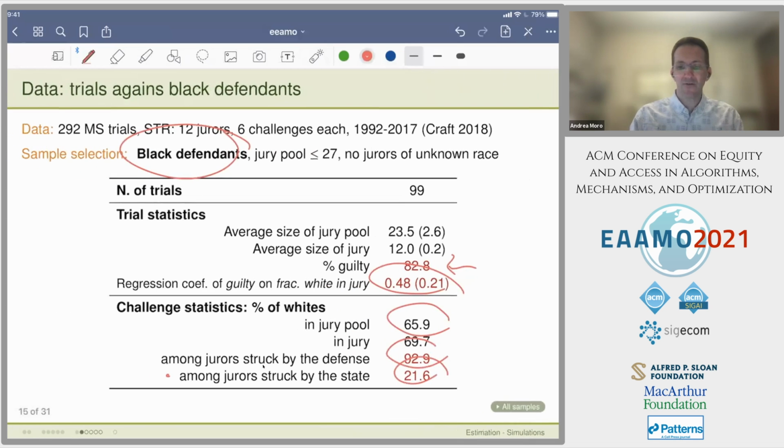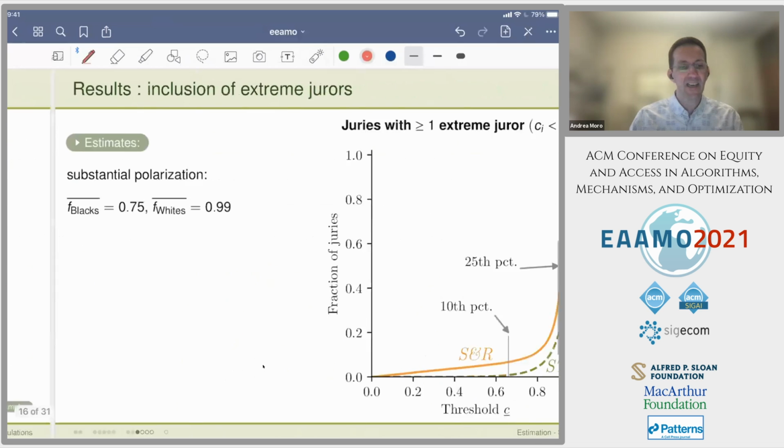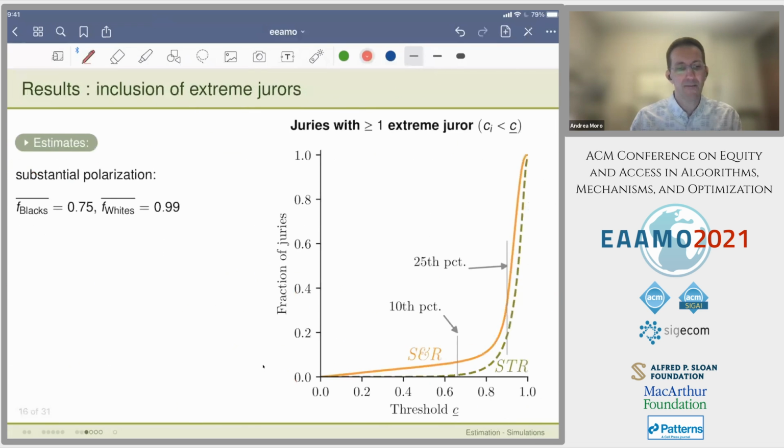So we use these moments now to match the beta distributions from theory, and I'm going to skip the parameter estimates, which are not very interesting. I'm just going to give you two statistics from the estimates. The average conviction probability of blacks is 75%. The average conviction probability of whites is 99%. We need these very high numbers. I have 12 minutes. So okay.